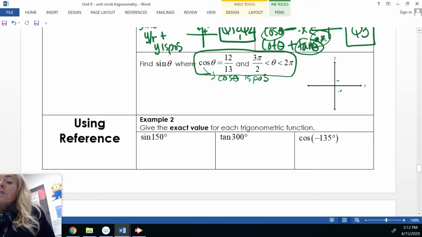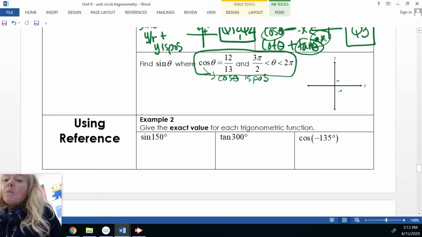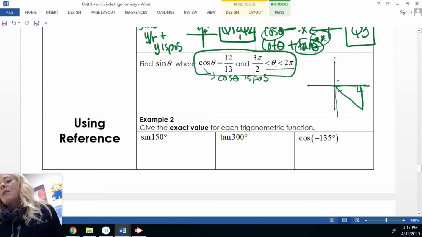Then, if 3 pi over 2 is less than theta is less than 2 pi, that means 3 pi over 2 is right here, and theta is between 3 pi over 2 and 2 pi. So it has to be here in order for the second condition to be met. Between 270 and 360 degrees, or between 3 pi over 2 and 2 pi, means it's right there. Cosine theta is 12 over 13 means x is 12, r is 13.